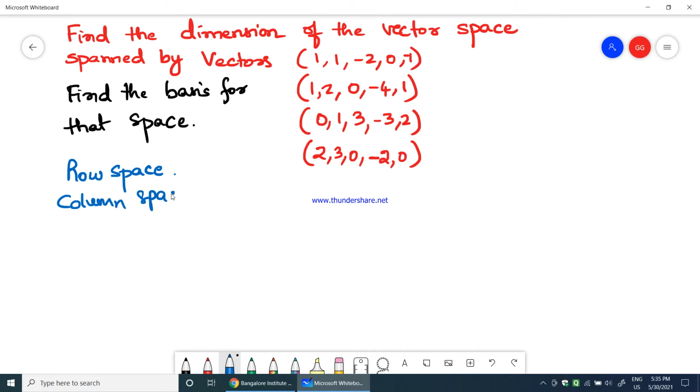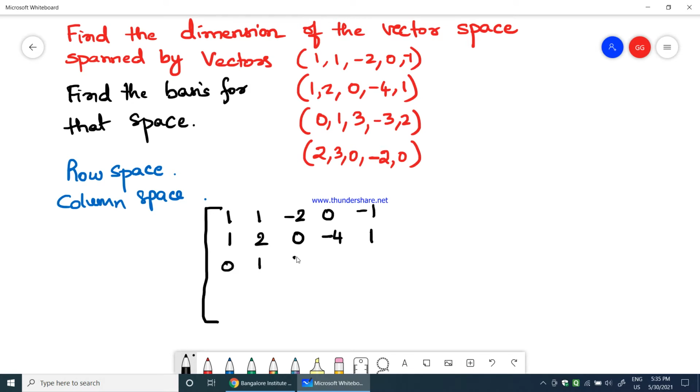Now first I will go with row space. In row space, I'll take the vectors matrix by writing the vectors in a row way. So it is 1, 1, minus 2, 0, minus 1, then 1, 2, 0, minus 4 and 1, then I have 0, 1, 3, minus 3 and 2, then I have 2, 3, 0, minus 2 and 0. This is how I'll arrange my matrix when I consider row space.